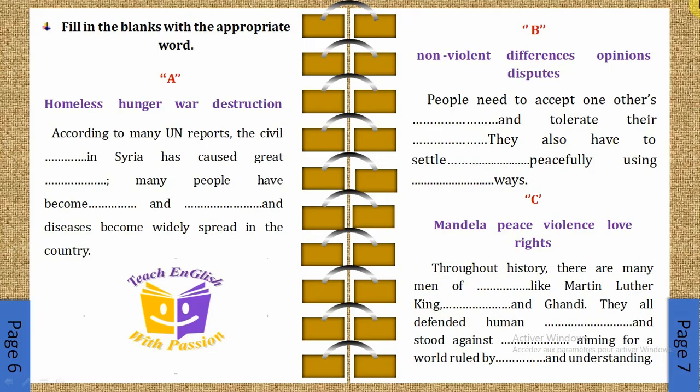For text C, we have the words Mandela, peace, violence, love, and rights. We have the text, throughout history there are many men of peace like Martin Luther King, Mandela, and Gandhi. They all defended human rights and they stood against violence, aiming for a world ruled by love and understanding.